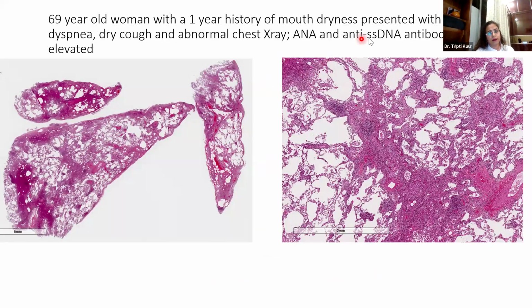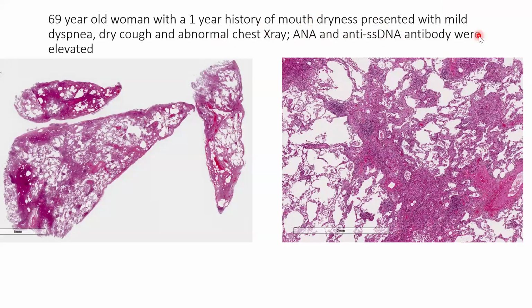So this is an elderly female with mouth dryness. Mouth dryness is a very important clincher, and ANA and anti-double stranded DNA are both elevated. Scleroderma? With the history of collagen vascular disease, scleroderma and Sjogren's syndrome. So mouth dryness is Sjogren's syndrome.